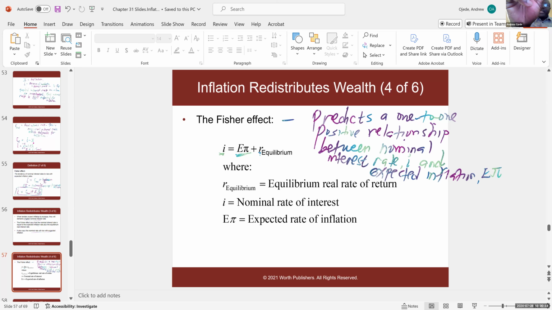If banks are expecting inflation to rise 1 percentage point, they're going to jack up your nominal interest rate on the loans by 1%. If expected inflation goes up 5%, they will raise interest rate by 5%, and so on and so forth.